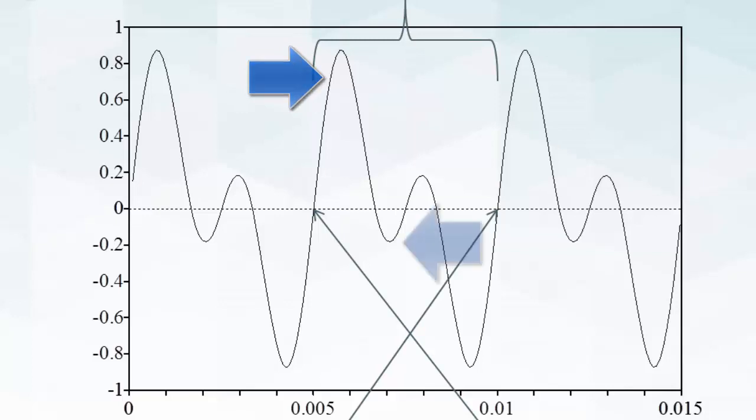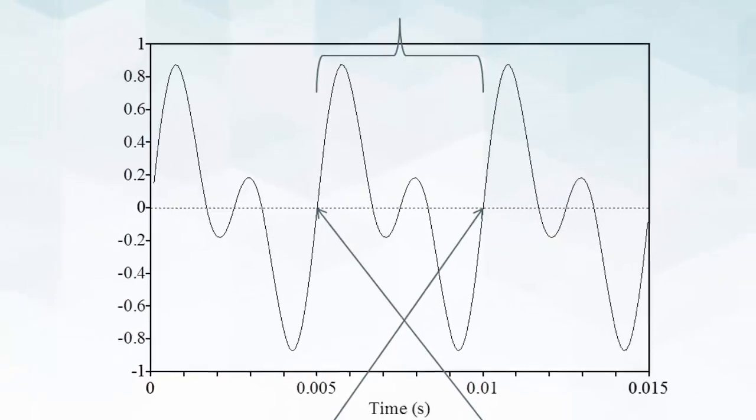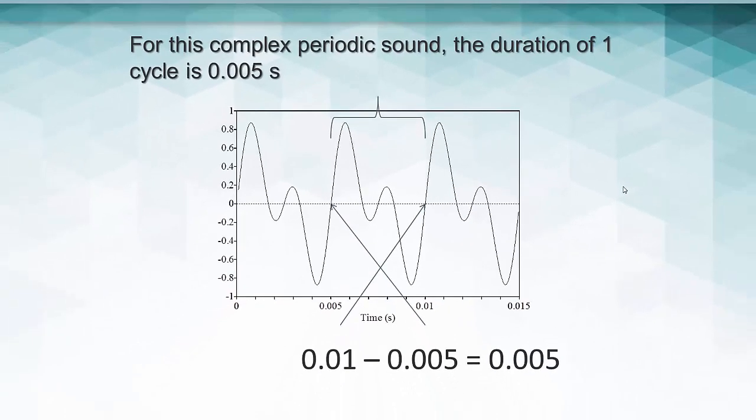The pressure goes up, dips down, back up, then dips way down, and then comes back up to 0 to finish that cycle and start the next one. You could just as well start the cycle at its highest peak or its lowest trough. Any regular landmark works. In this case, the cycle ends at 0.01 seconds. So the duration is 0.01 minus 0.005, which is 0.005 seconds duration.